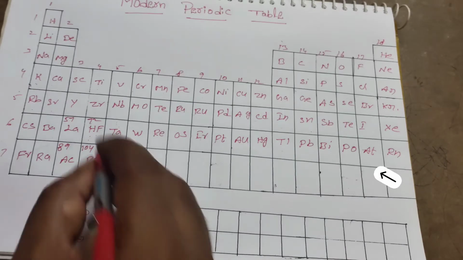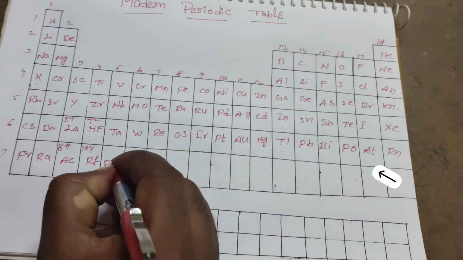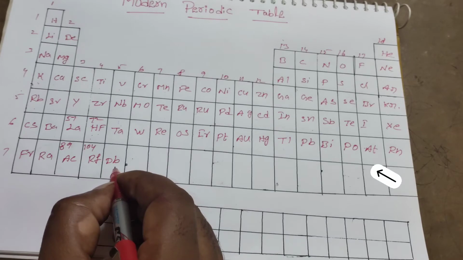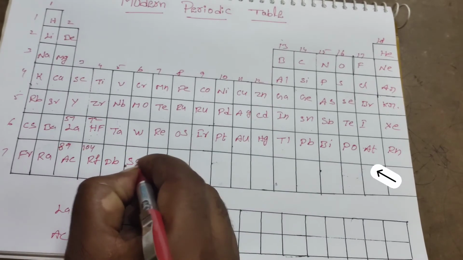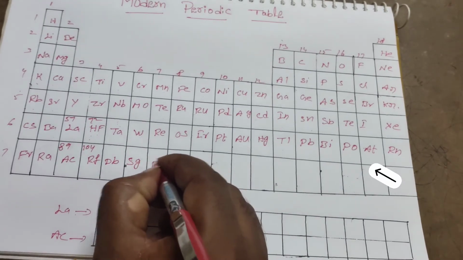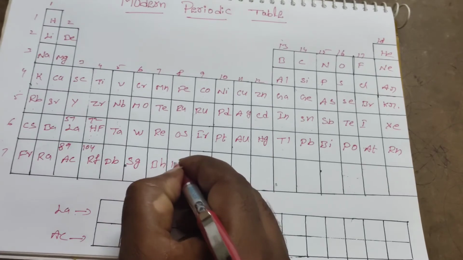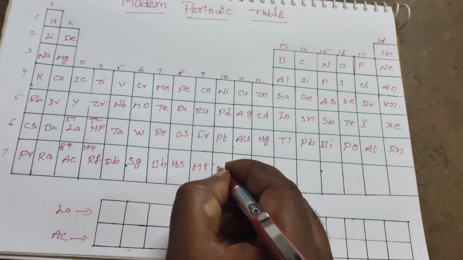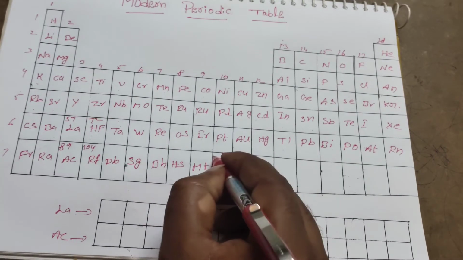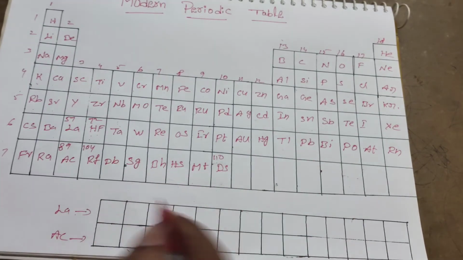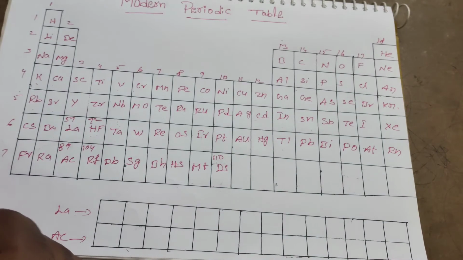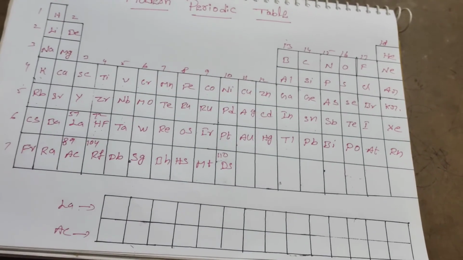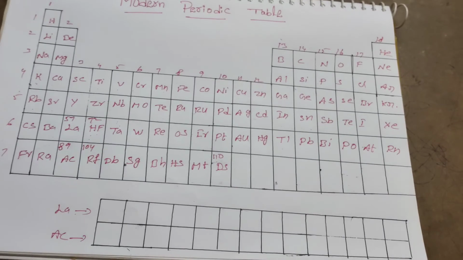Then rutherfordium, dubnium, seaborgium, bohrium, hassium, meitnerium and darmstadtium, which is element 110. Actually, elements with atomic number greater than 100 have separate nomenclature. I will make another video on that.